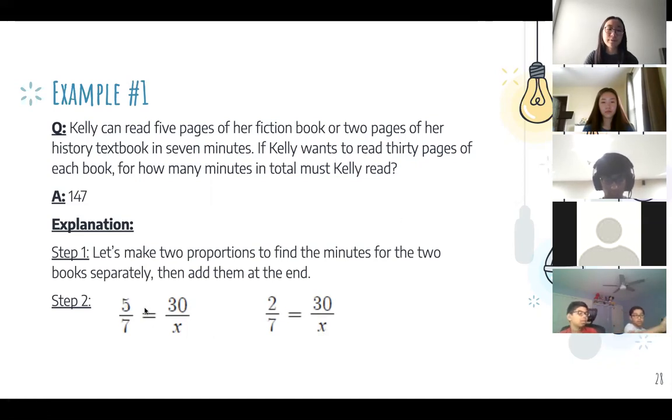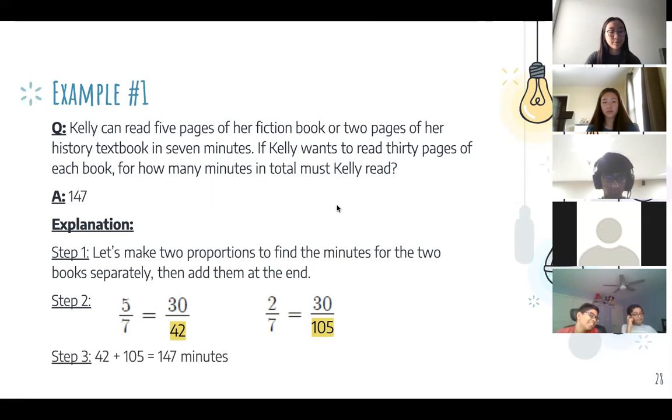So 5 times 6 equals 30, and we have to do 7 times 6, which equals 42. So it takes her 42 minutes to read 30 pages of her fiction book. And then the same thing where you multiply by 15 here, 105 minutes for her history textbook. So 42 plus 105 equals 147 minutes. And good job, everyone who got that.